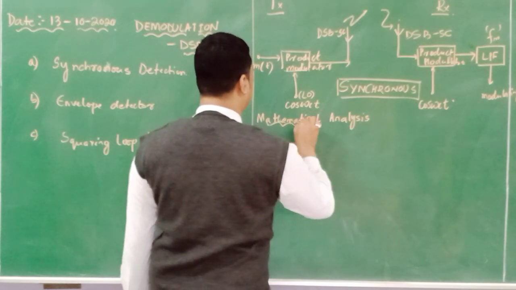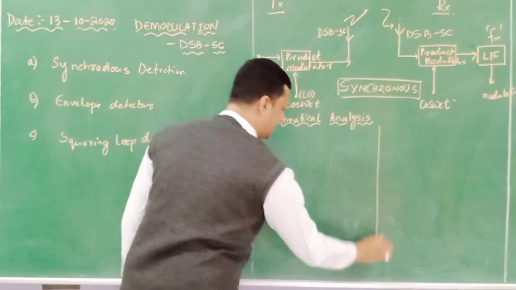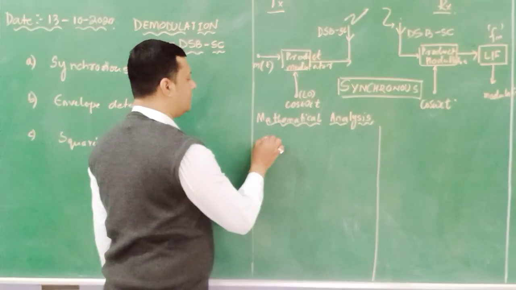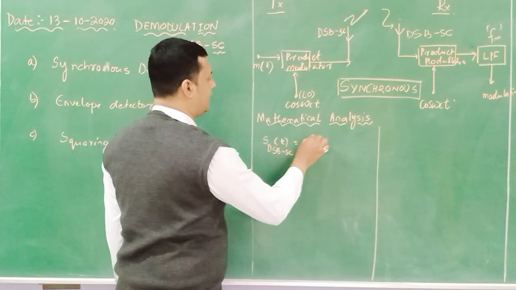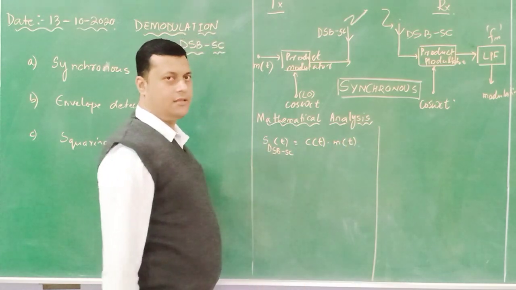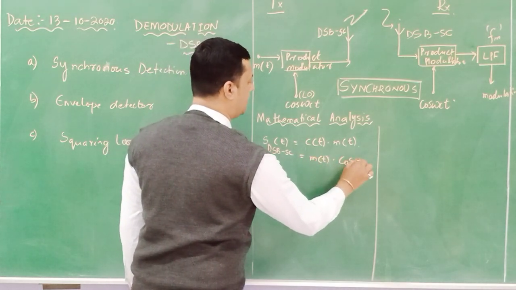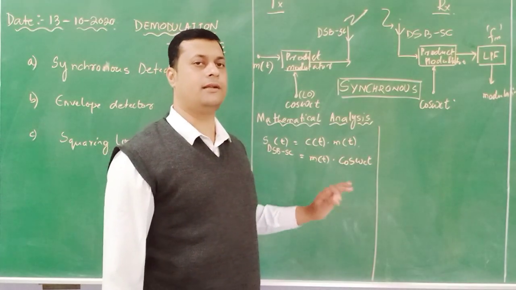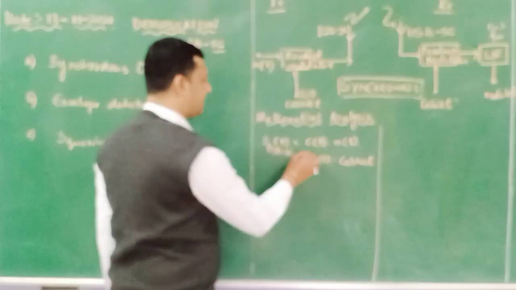Okay, then we will analyze the frequency spectrum. So step by step we will see. Here I need to generate the DSB-SC signal. So DSB-SC signal, S suffix DSB-SC of t, I can write C of t into M of t. Now this C of t is nothing but cos omega ct. So directly the amplitude of a carrier is going to be changed with respect to the modulating signal. So this is my DSB-SC signal.